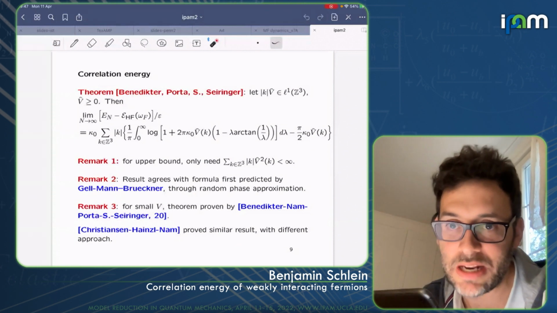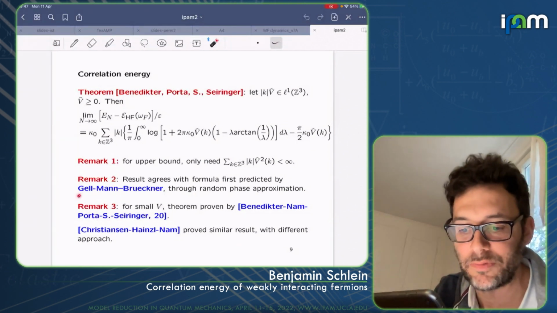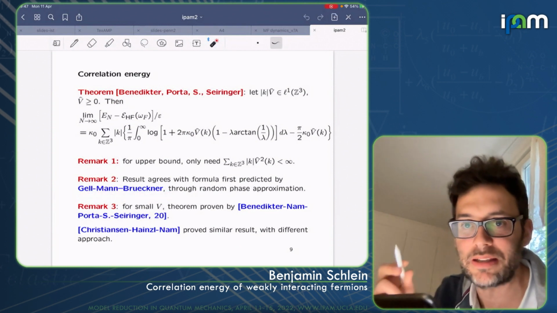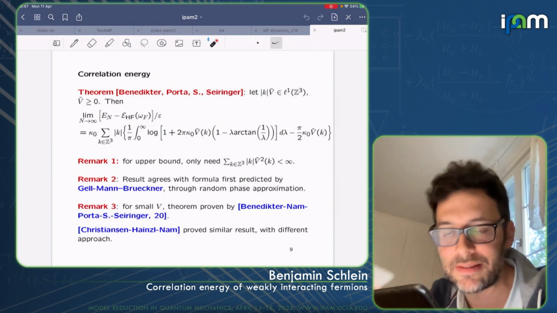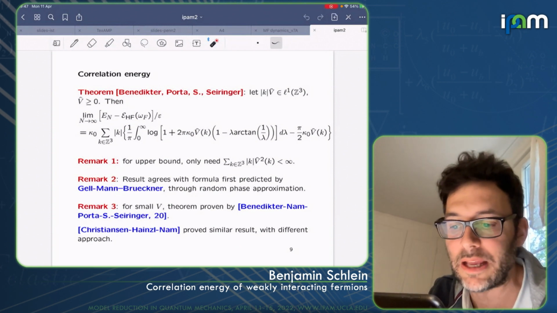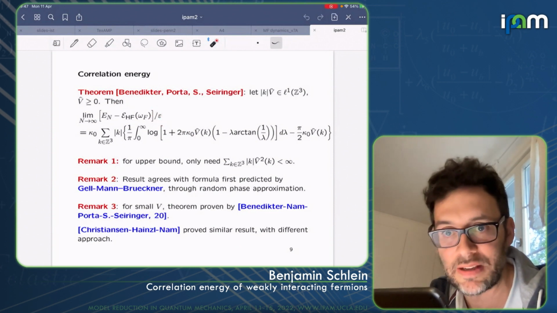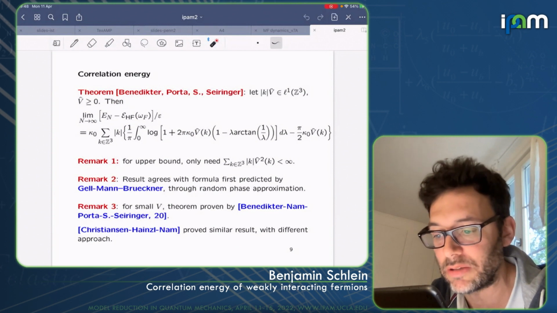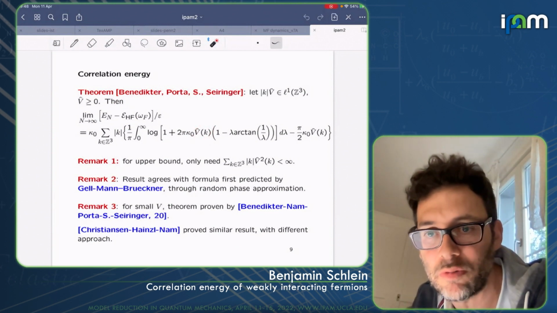So this means if you really look at the Coulomb case, which was what physicists were looking at in the old days, so this formula was somehow predicted in some other form by Gell-Mann and Brueckner, but it was predicted for the Coulomb case. In the Coulomb case, the correlation energy would be not of order epsilon as is written here, but epsilon times log epsilon. So there is an extra logarithmic correction because the sum of k times V hat squared is not convergent also for the Coulomb.